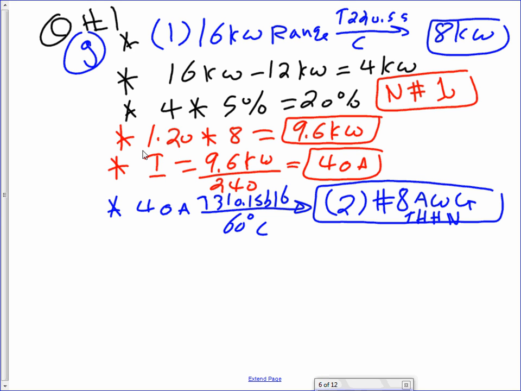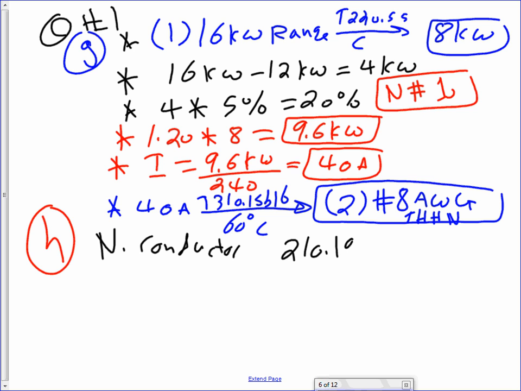So that's the size. The second one is H, guys. H is for the neutral. We'll try the neutral, so the N conductor. I would like you guys to go to this section, 210.19(A)(3). 210.19(A)(3), which exception is that? Exception number 2, I believe.